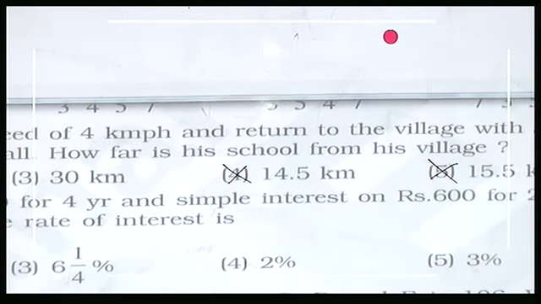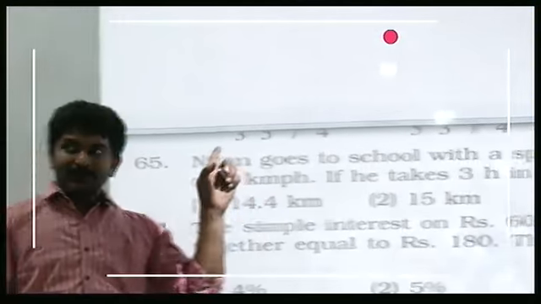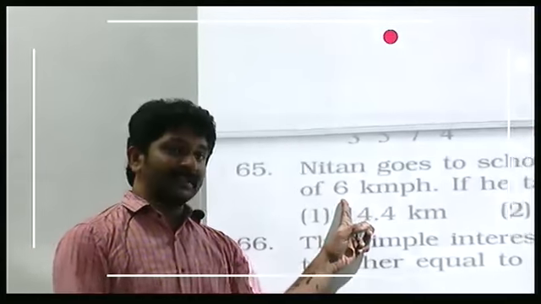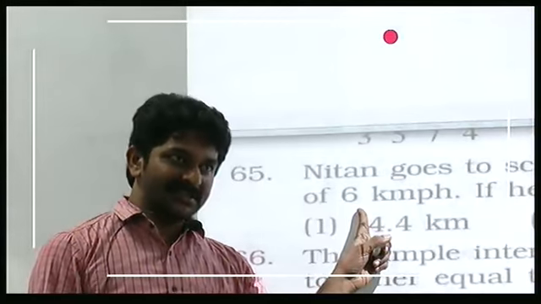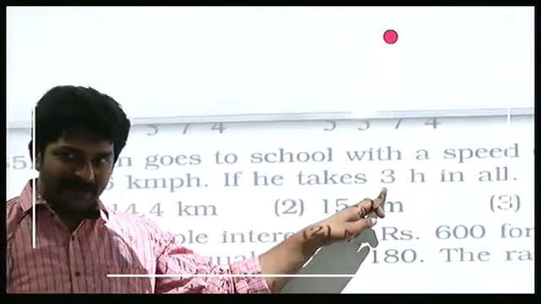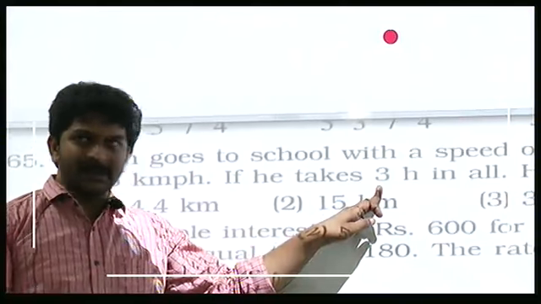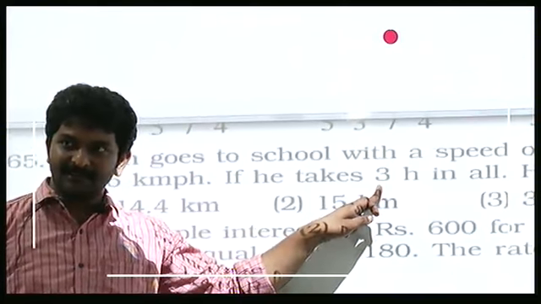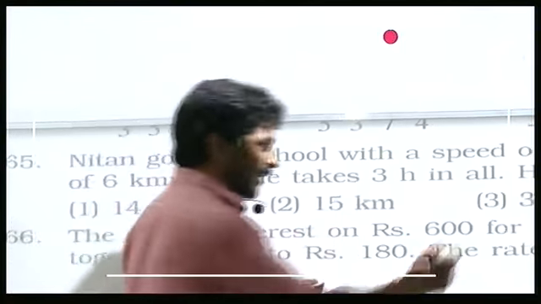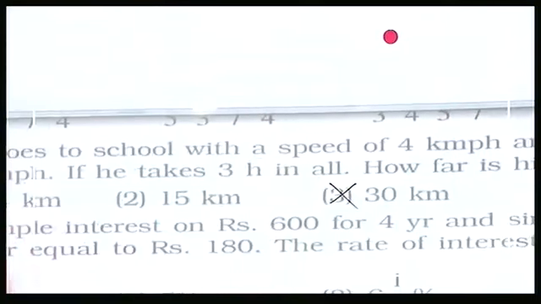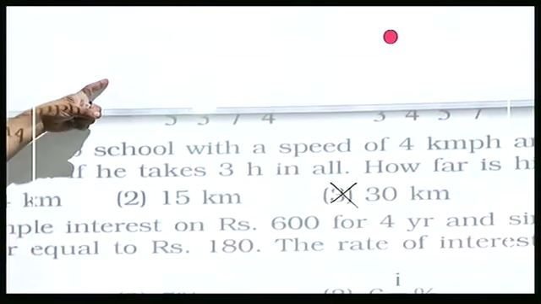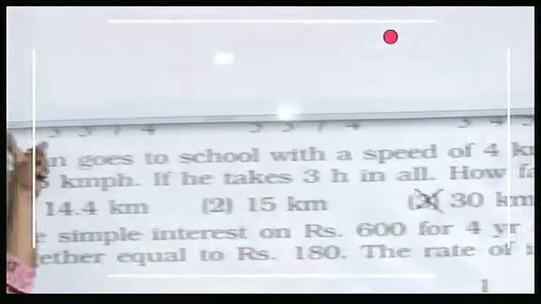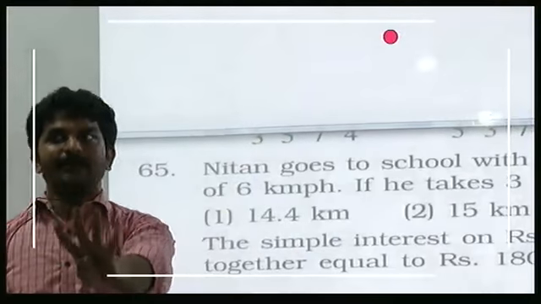Onward journey speed is 4 km per hour and return journey speed is 6 km per hour. So if the total journey is covered with the maximum speed, which is 6 km per hour, in 3 hours at the max we can cover 18 kilometers. Yes or no? So the answer should be definitely less than 18. With that reason, this cannot be your answer. If onward journey speed is 4 km per hour and return journey is 6 km per hour, average speed will never be equal to 5.